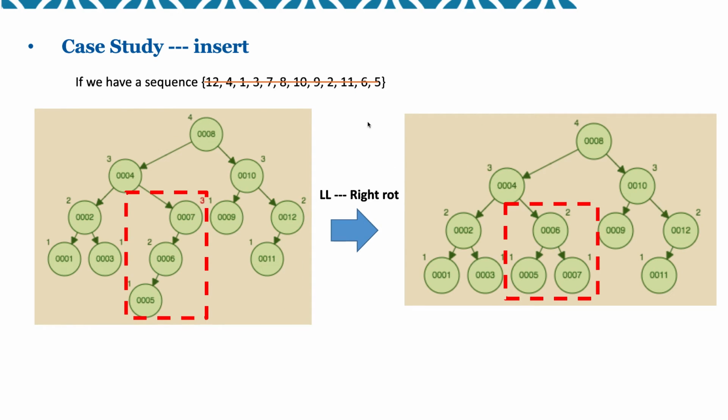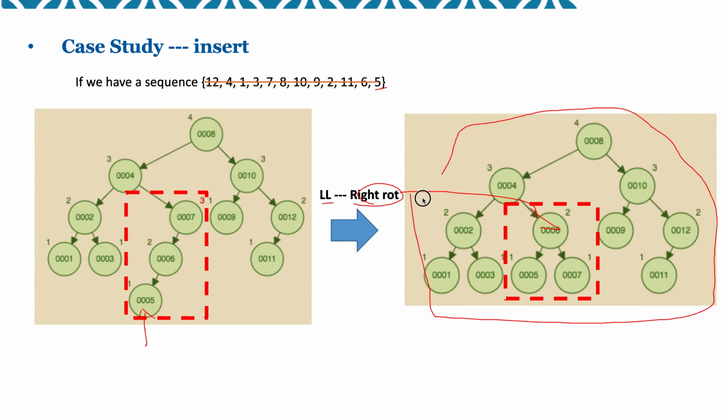And here comes the last number of this case. The last number is number 5. Less than 8, bigger than 4, less than 7, less than 6. So the right position is here. So in this case, it is an LL situation. In an LL situation, a right rotation should be performed to form the last case. So this is the final BST tree.